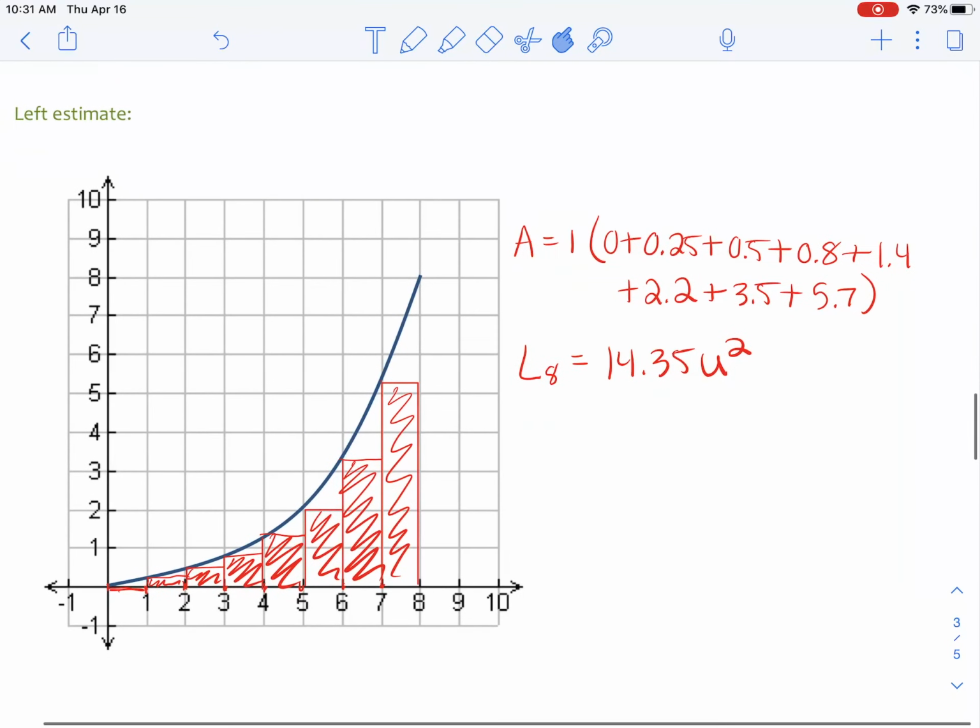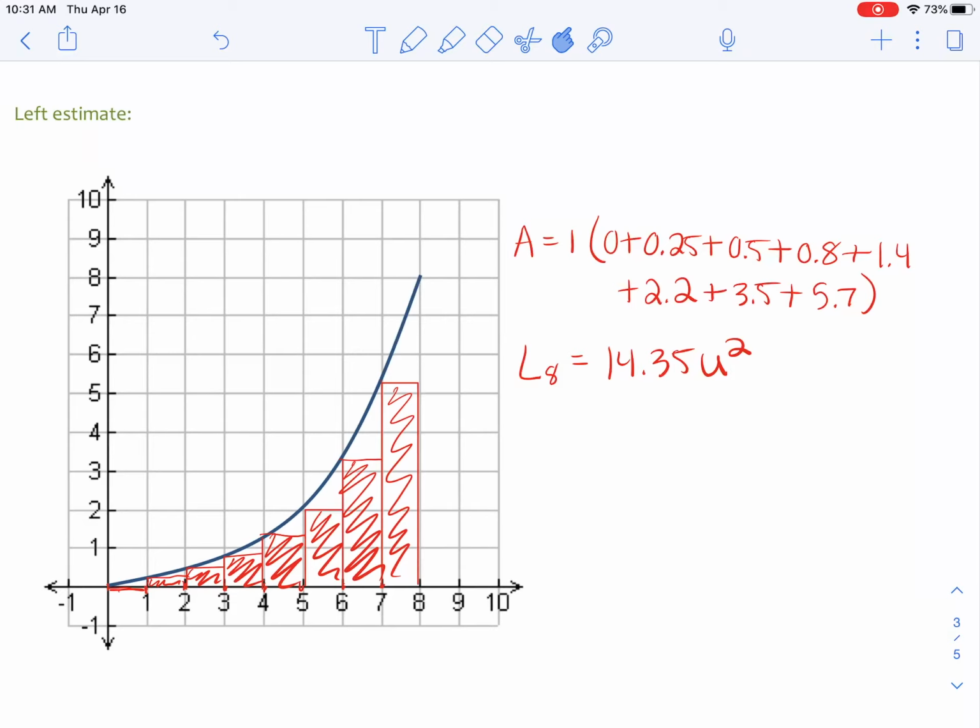Same exact curve with left estimate with 8 rectangles. So I'll have a width of 1. So we're going to do the width, which is 1, times the sum of all the heights. That little tiny rectangle is just a line again, so it's a height of 0. The next smallest rectangle has a height of about 0.25. The next smallest rectangle has a height of about 0.5, and so on, okay?